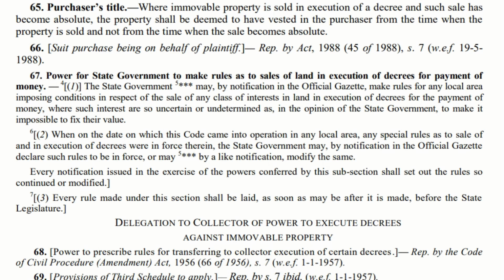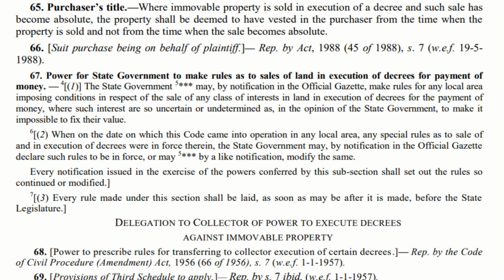Let us move to section 67. 66 is already repealed. Hence we will move to section 67. Power for state government to make rules as to sales of land in execution of decrees for payment of money. So there may be certain areas in a state where the determination of such interest can be uncertain or undetermined, and practically it might be impossible to fix their value. In these areas, by a special notification in the official gazette, the state government can make rules imposing certain conditions. That is subsection 1 under section 67.